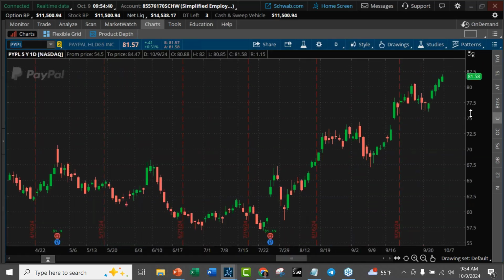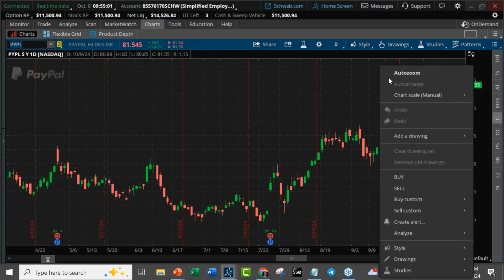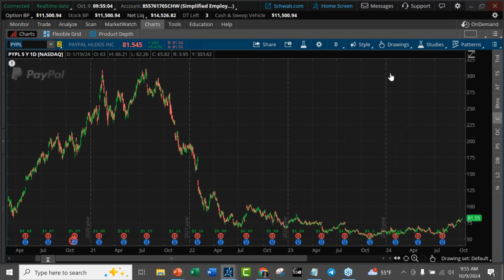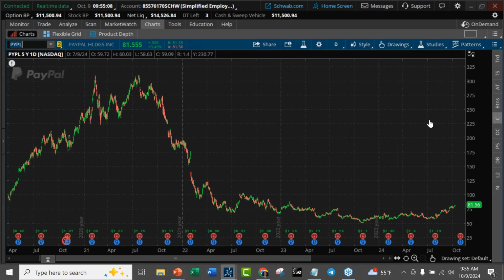All right, now here we're zoomed in on PayPal, right? We're looking at a couple months' worth of data, and our observation about PayPal, if we're just looking at this zoomed in view, would be, well, it was going a little sideways, drifting down, and then it's had a pretty strong move up. That would be our observation, right? If we zoom out and look at the big picture on PayPal, it's going to tell a much different story, right?